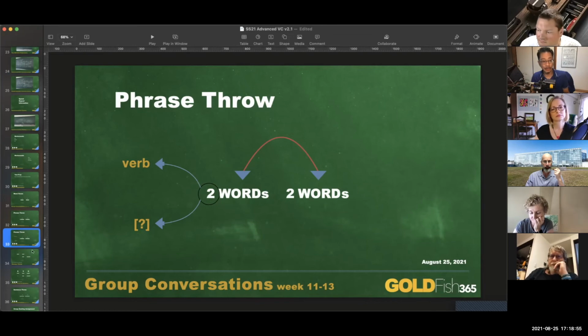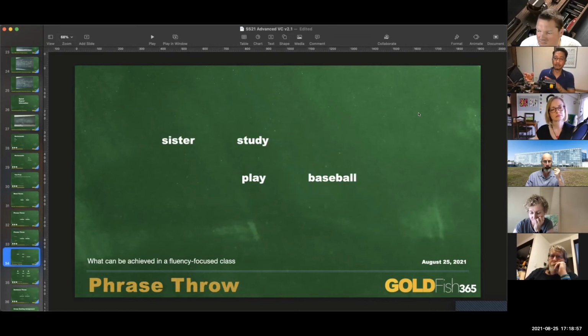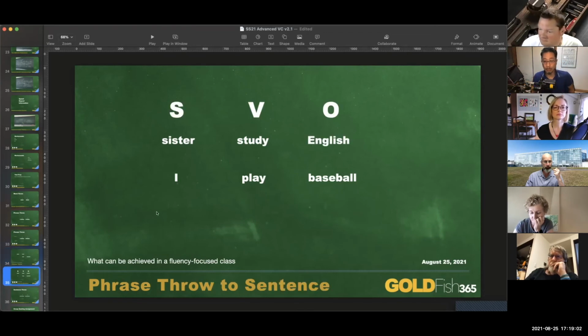Then they're going to start saying things like sister, study, play, baseball. You know what? If you just tag on one more word, you've got a sentence. Sister, study English. Oh, you mean your sister? Yeah, my sister studies. But don't rag on them if during the sentence throw they still say things like sister, study English, because that is a perfectly communicative phrase. Not a perfectly grammatical sentence, but this is what you want. I play baseball is a grammatical phrase.